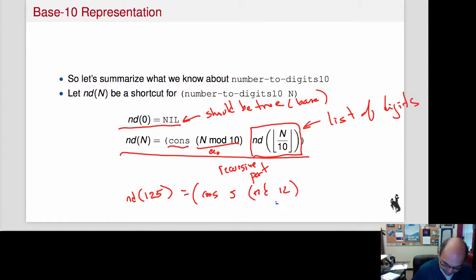I guess I should be consistent on the style that I'm using.